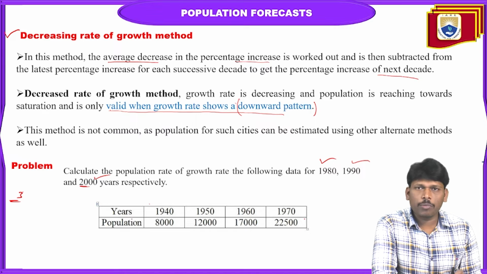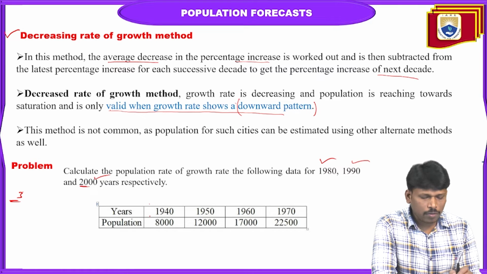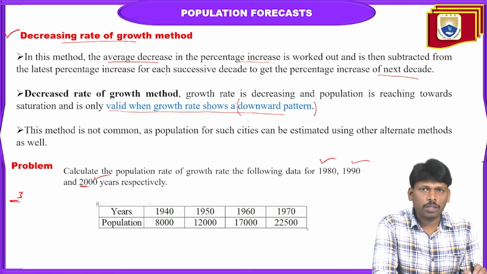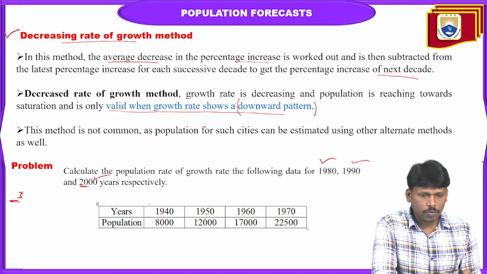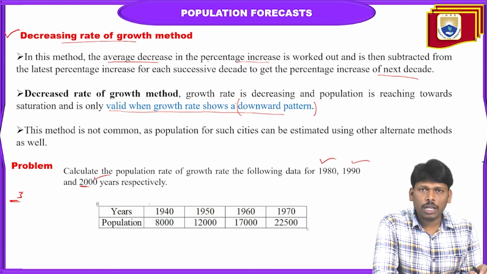With this data, we need to calculate the population forecast for 1980, 1990, and 2000 according to the decreasing growth rate method. First, we need to remember that in this method we calculate the percentage increase between these decades, and then we calculate the average decrease in the percentage increase.